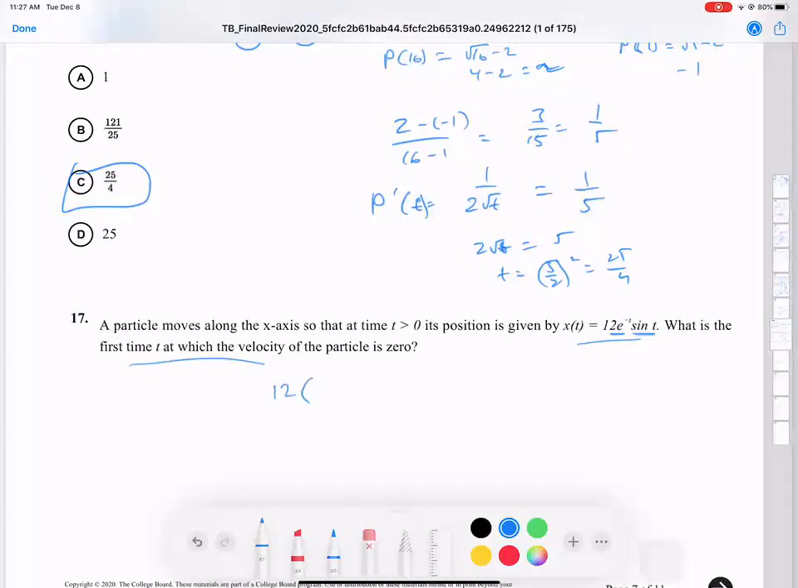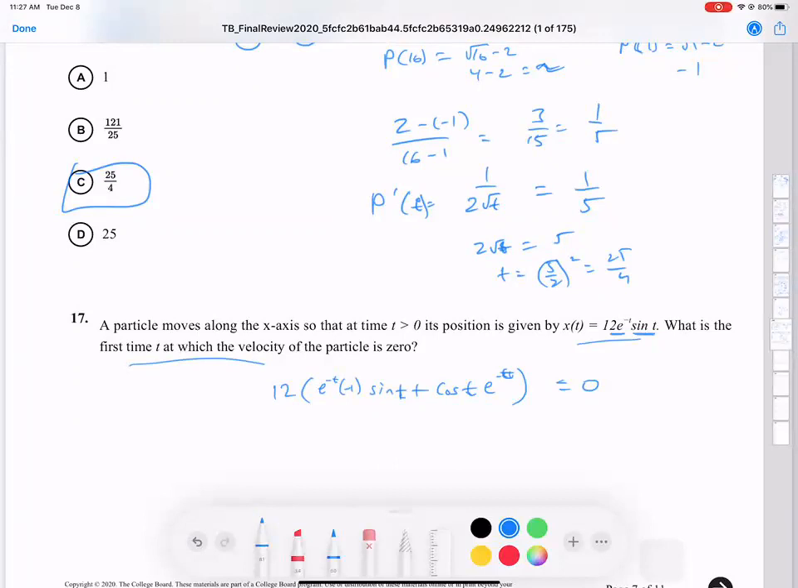So 12, and then the derivative of the front is e to the negative t times negative 1 times sine of t, plus the derivative of sine, which is cosine of t. Leave the front alone, e to the negative t. And we're going to try to make this equal to 0. So at what time t does the velocity of the particle go to 0?